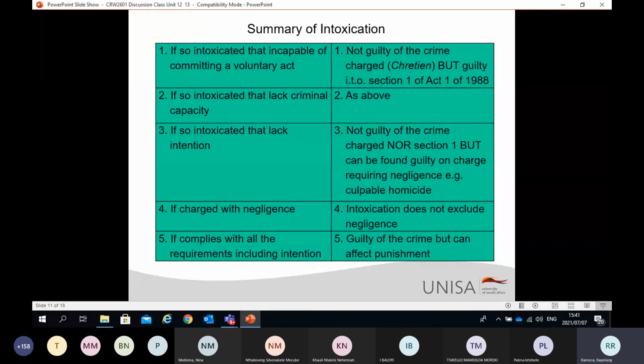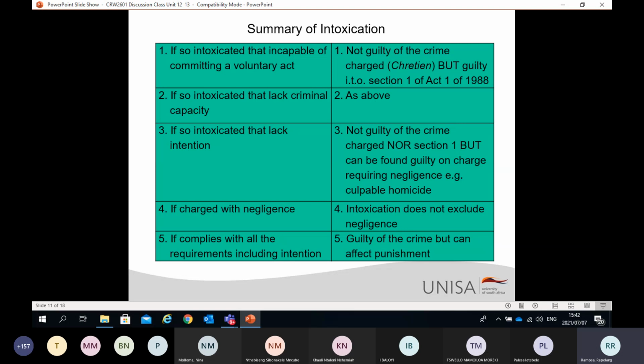Now, to conclude, we go to the end of the section. We then give a table of the principles of our law. That if X is so intoxicated that they are incapable of committing a voluntary act, they would be found, according to Chrétien, not guilty of the crime charged, but they would be found guilty in terms of contravening Section 1 of Act 1 of 1988.